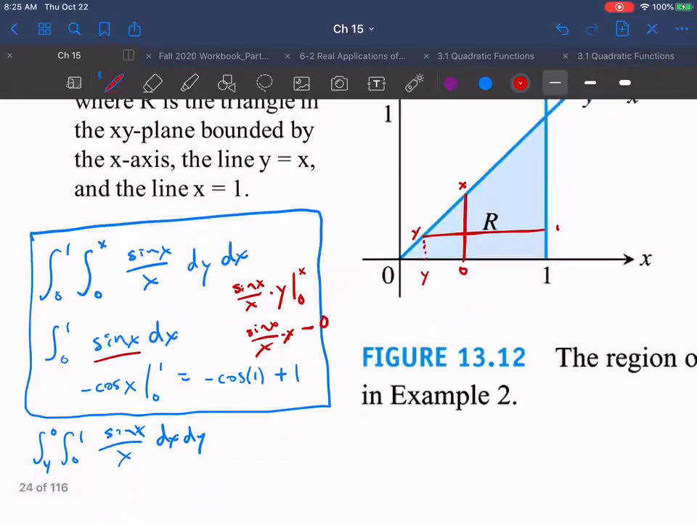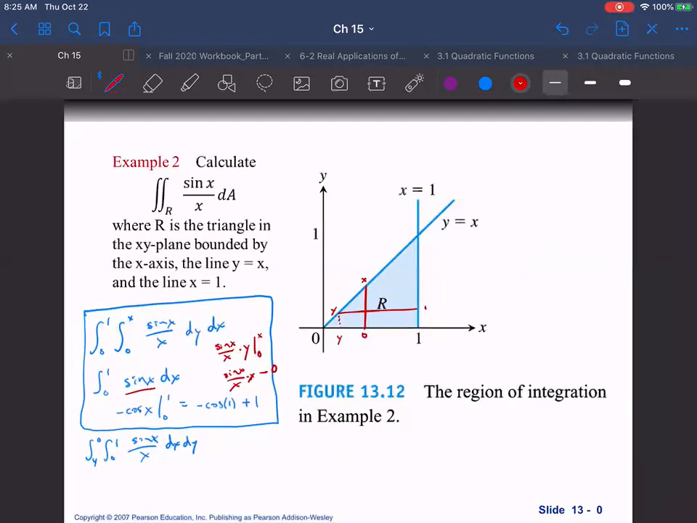So if we do x first, we go from 0 to 1, but then we do y from 0. But look at this integral here. That's a colossal pain. Integrating that sine of x over x is not an easy integral to do. And so sometimes swapping the order of integration is actually very beneficial in that it allows you to do an integral that's more difficult, I guess, as an easier one.